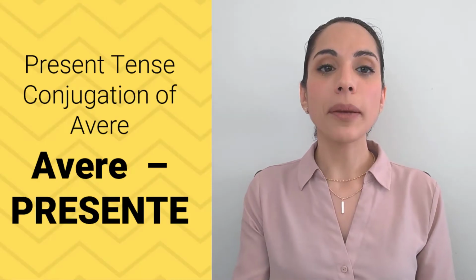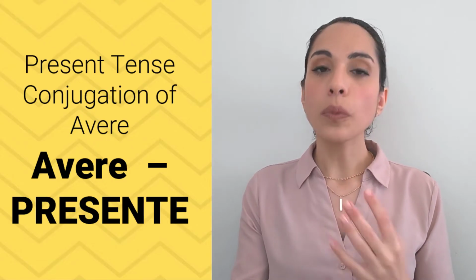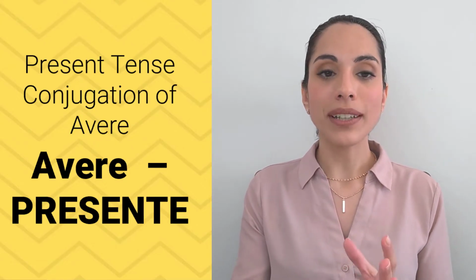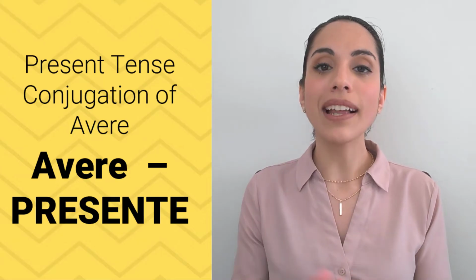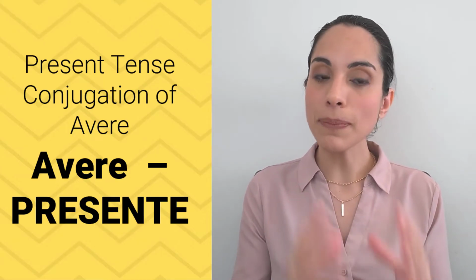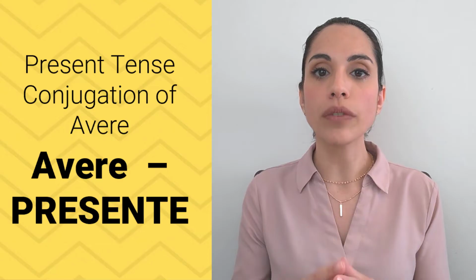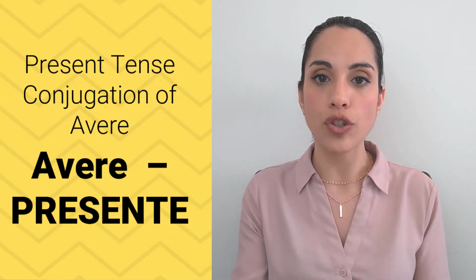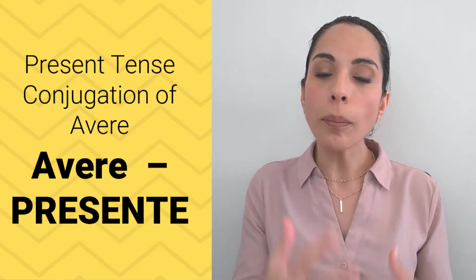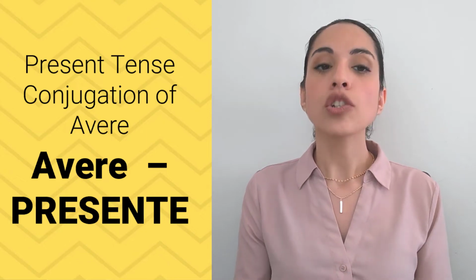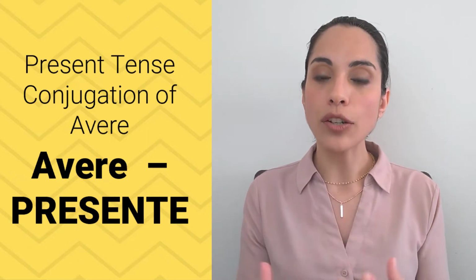Okay, let's start with the present tense conjugation of avere. Now, remember that the Italian verb avere is one of the Italian irregular verbs. This means that avere doesn't follow the general rules for Italian verb conjugation, so it doesn't follow the common Italian verb endings. So it might be a little bit more difficult to actually memorize it.